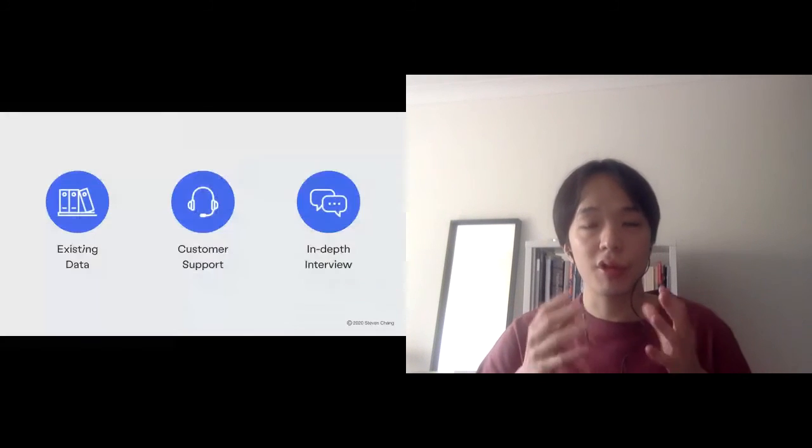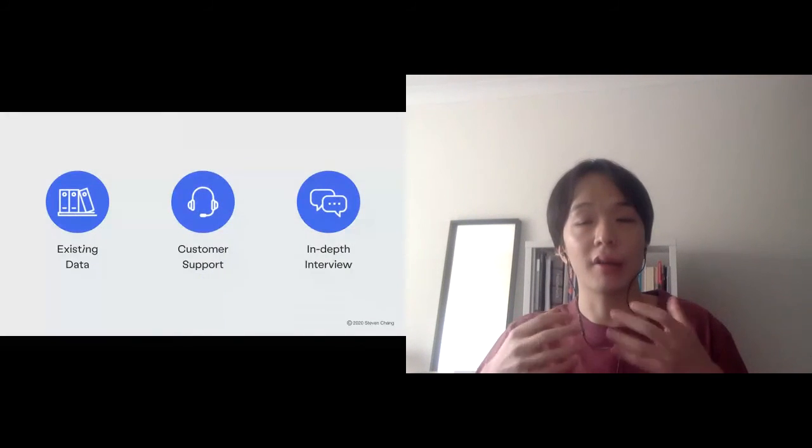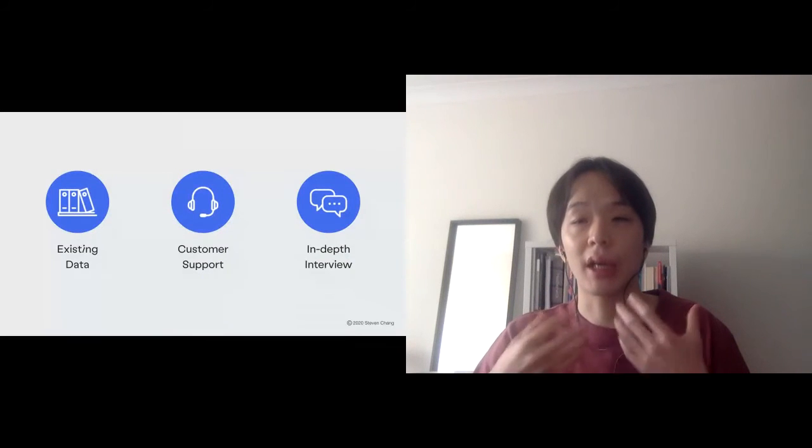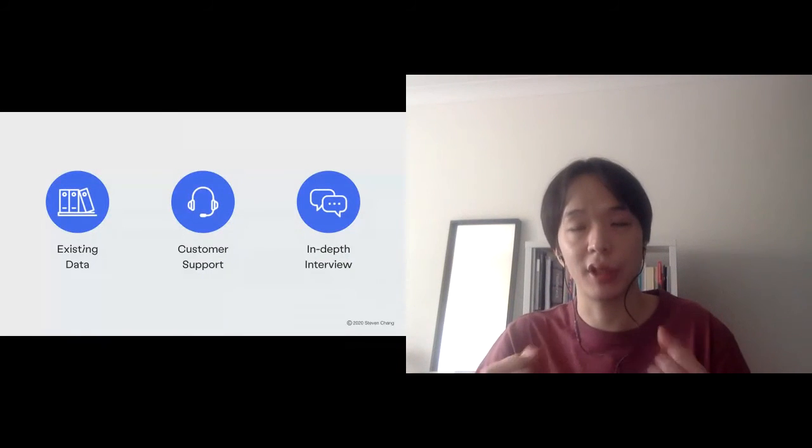So those three lenses would help you build a holistic understanding of users and generate content ideas that increase accessibility.